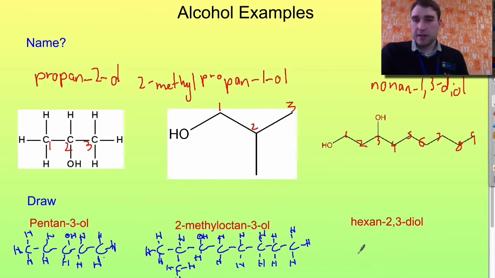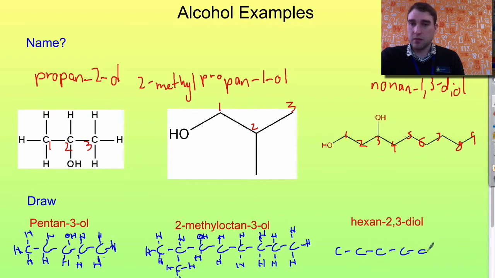Lastly, we're going to do hexane-2,3-diol. So start with the hexane bit. So 1, 2, 3, 4, 5, 6. On carbon 2, I've got a hydroxyl group. On carbon 3, I've got a hydroxyl group.